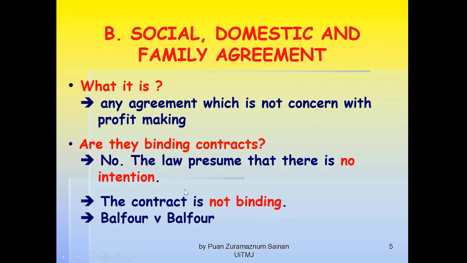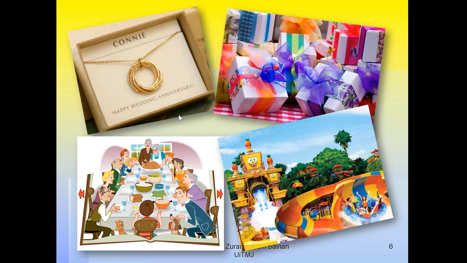Now, for the social, domestic and family agreements, the agreements which exist between families, friends, siblings, which is concentrate on domestic or social matters, these kind of agreements are considered as having no intention. The law presumes that there is no intention in these kinds of contracts. The contract is not binding upon the parties. These are the examples of social agreements or domestic agreements.